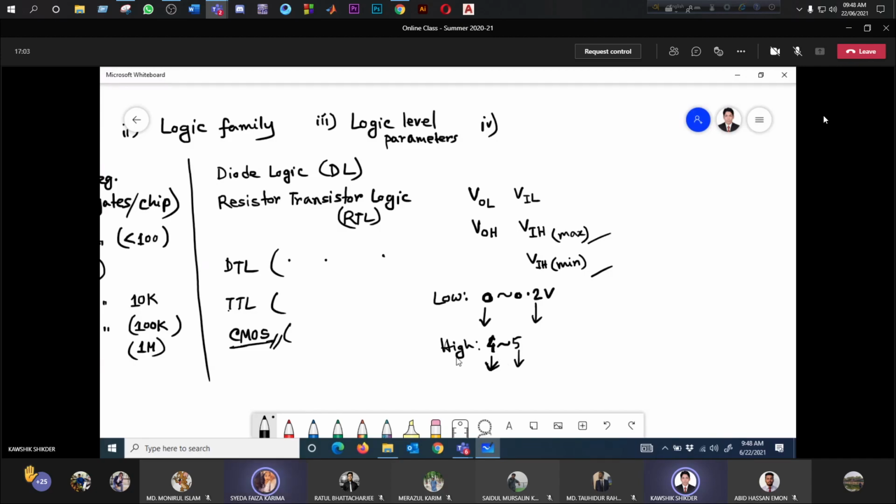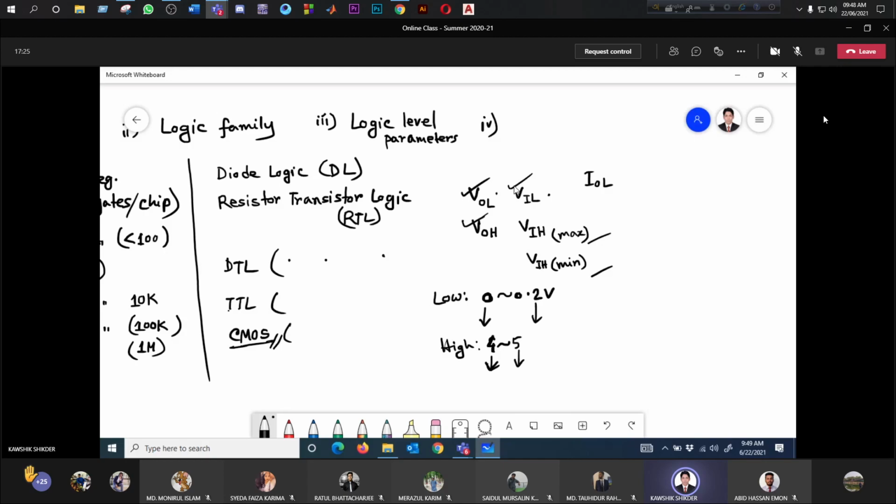Sir, is this minimum only for VIH? Not only for VIH. It can be for VIL or VOL or VOH. Similarly for IOL. What does it mean?